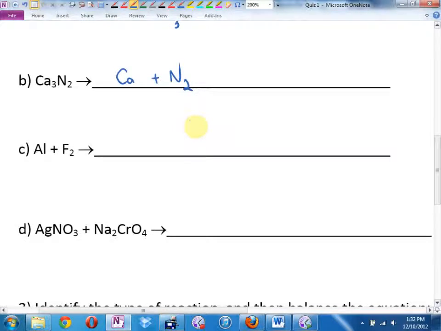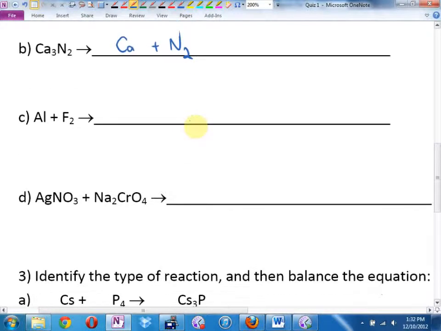C. We have aluminum and fluorine, 2 ingredients. I think we're going to be combining these. I think we're going to get AlF, but we have to crisscross. Let's see. Al has a charge of 3, F has a charge of 1. It's going to be AlF3. Half mark for the AlF, and then a half mark for having a subscript of 3 on the fluorine.